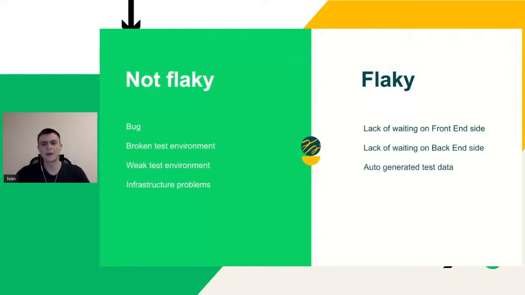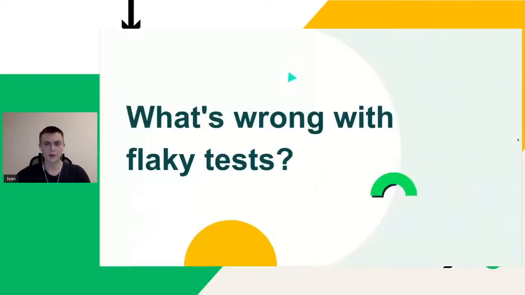And the last reason is auto-generated test data. For example, in our tests, we generate a lot of entities like tasks. Imagine that in the first test run, your test generated a task with a 10-letter title, and in the second run, your test generates a task with a 20-letter title. The sizes of the titles are different, and it can cause some problems in our test as well. And for us, these are flaky failures. Let's go further.